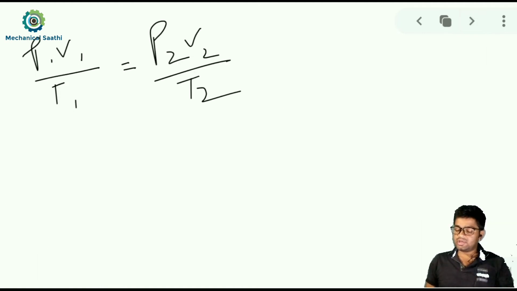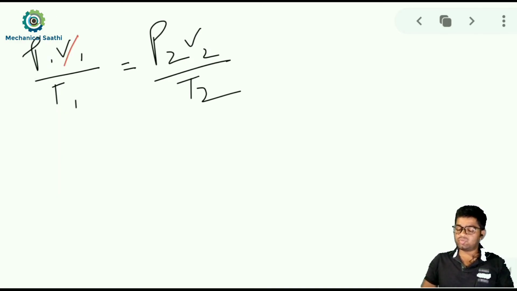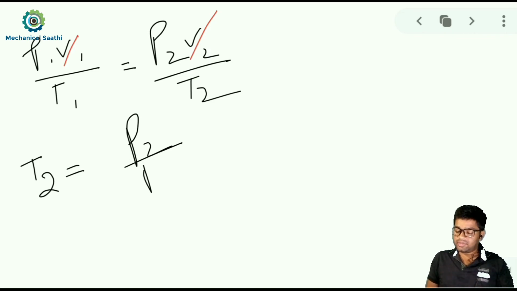So here we can tell that volume is not going to change. So V1 will be equal to V2. So they can be cancelled with each other. So next, we want to calculate the value of T2. So let us try to calculate that. So T2 can be calculated as P2 by P1 into T1.